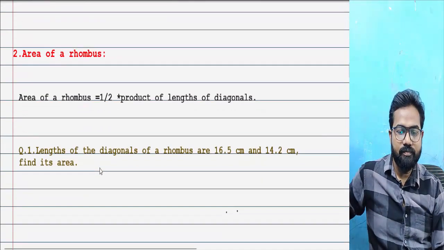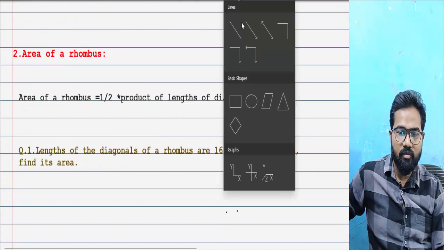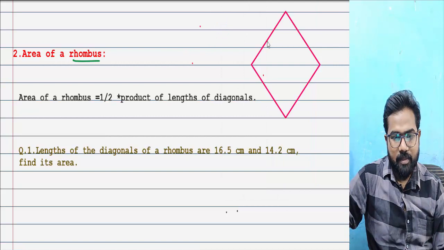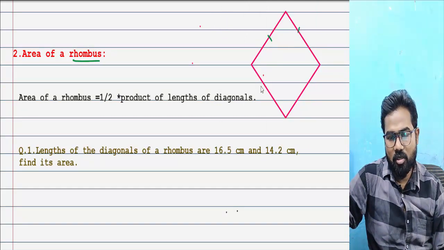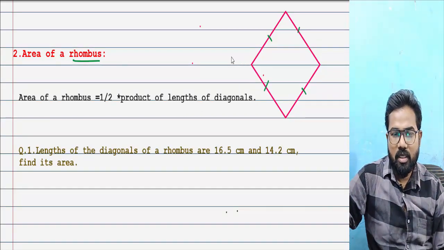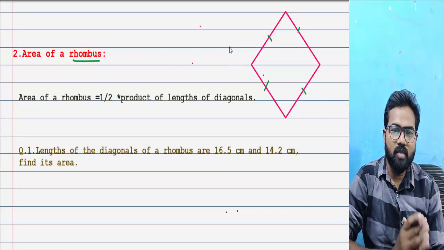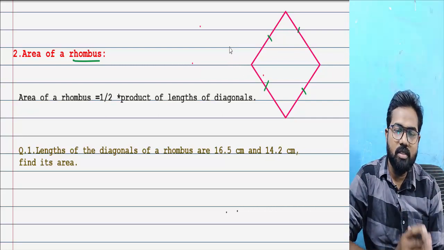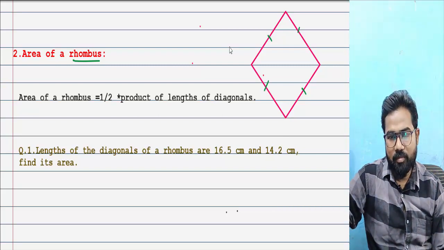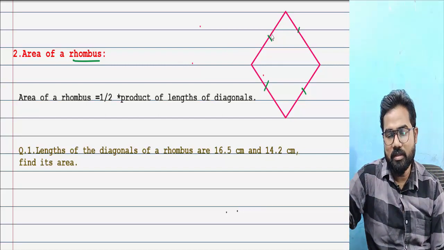Come to the next figure. The next figure is what? Area of rhombus. Now what is the rhombus? Let us see over here. You can see this part is your rhombus, and a rhombus is what? All sides are equal. These all sides are equal over here. And again it is one of the types of parallelogram. So students, square, rhombus and rectangle are the types of the parallelogram. So they follow the same properties, opposite sides are parallel, opposite angles are equal or congruent.